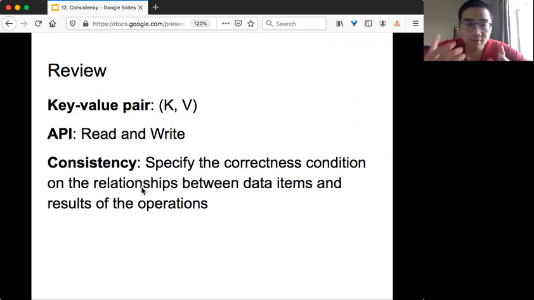Intuitively, what is a consistency model? A consistency model is a correctness condition. It tells you the expected relationship between the data items stored inside the server and the results of the operations. Right now we only support two APIs, so especially when you do a read, what is the correct value that is returned by the database? That's something we care about.